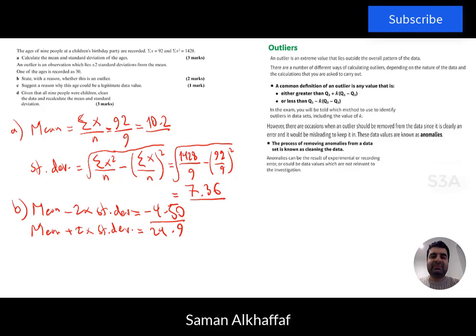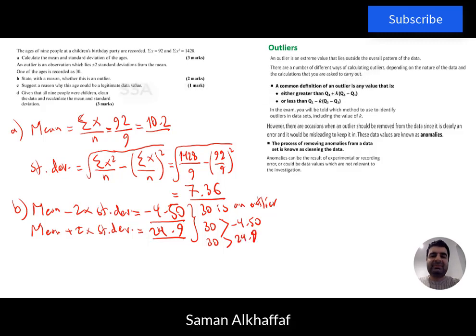Now, in terms of the outlier, we say in this scenario 30 is an outlier, because 30 is bigger than 24.9. So as it is more, we say 30 is bigger than minus 4.5, and also 30 is bigger than 24.9.